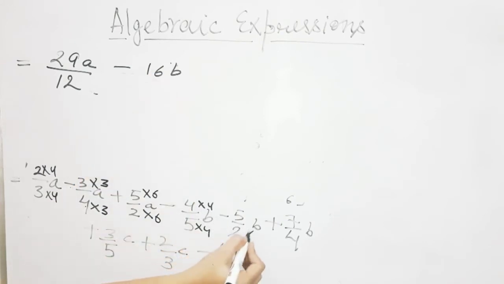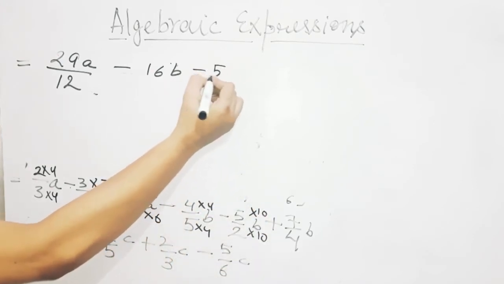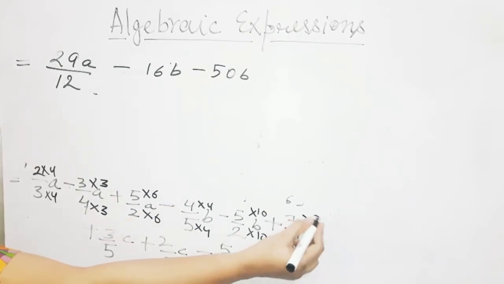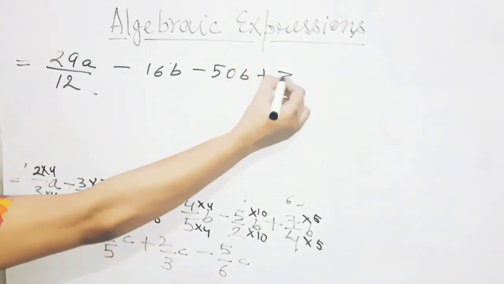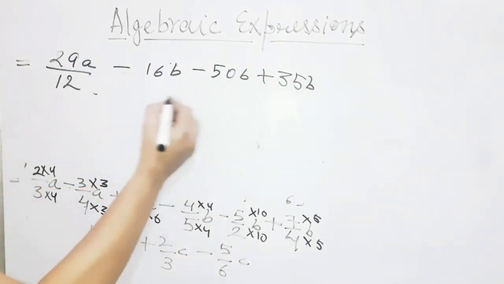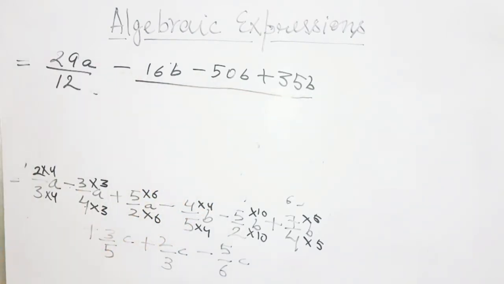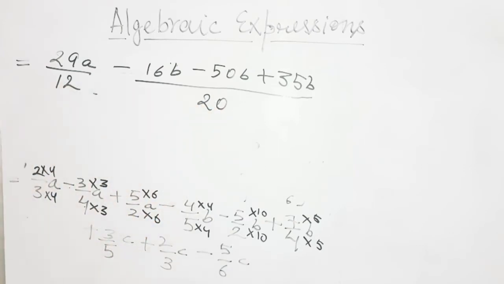2 has to be multiplied by 10 to make it 20. The same goes with the numerator. So 5 tens are 50, right? Now the last one is 4. 4 has to be multiplied by 5 in order to make it 20. So the same goes with the numerator. So 7 5s are 35. So this is the final result after taking the LCM, and the denominator will be 20.